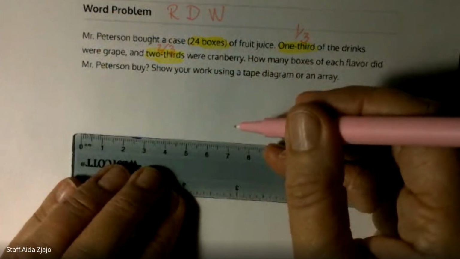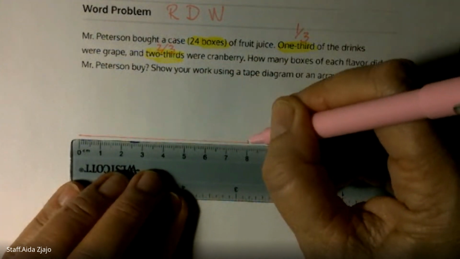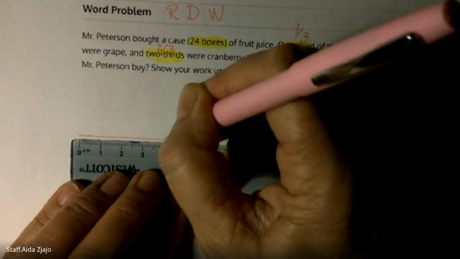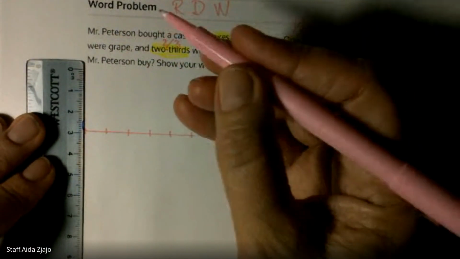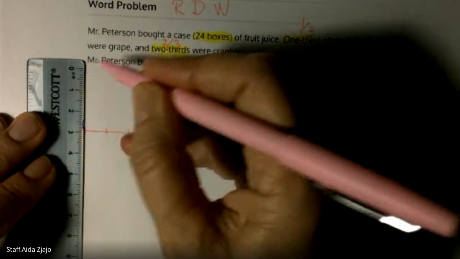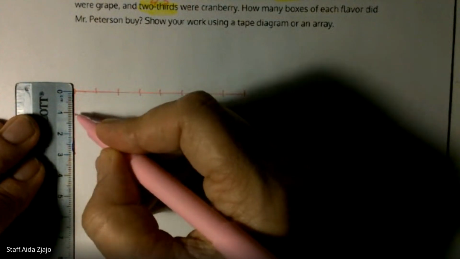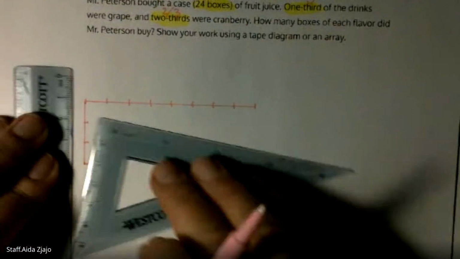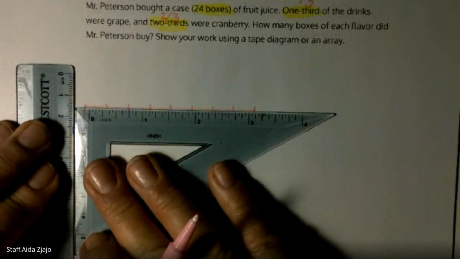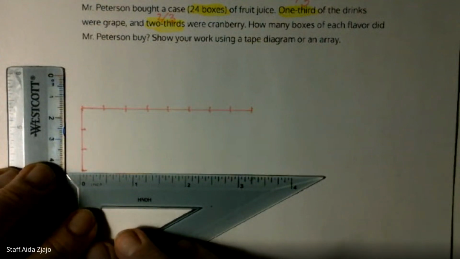So I'm thinking, maybe I could do 8 horizontally, which will show me 1, 2, 3, 4, 5, 6, 7, 8. Okay, and I know that 3 times 8 is 24. So let me do this down. Actually, I'm going to do that down 3. So I'm going to label that. I'm going to use my ruler to help me make parallel lines.